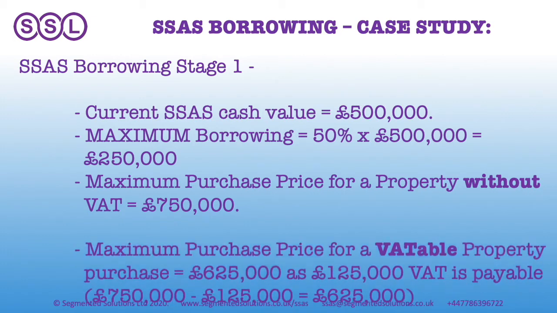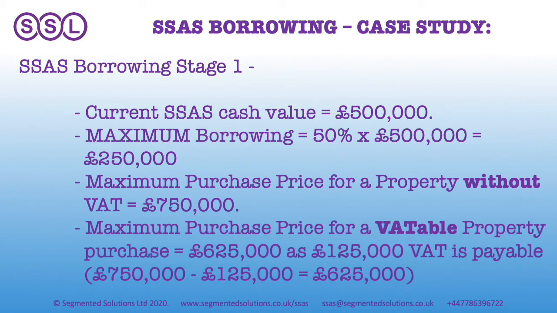However, if the property were subject to VAT, and a lot of commercial properties are, then the maximum purchase price would only be 625,000 because there is 125,000 of VAT that's payable on the purchase. And when you add the two together, that's your entire pot spent. I know that you can claim the VAT back afterwards, but at the beginning you need to know what your budget is for buying your property.